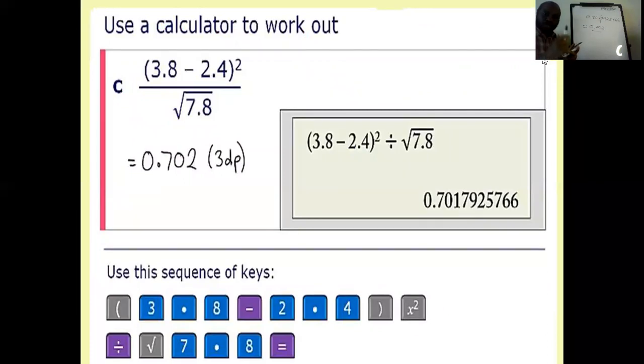Okay, now you may pause the video and try it yourself and see if you get the same answer. Another way of doing it is also shown on the screen. Remember, the line separating the two sums is the division line. So you can just say open bracket 3.8 take away 2.4 close bracket to the power 2 divided by square root of 7.8, and you get that answer straight away. And you get 0.702.